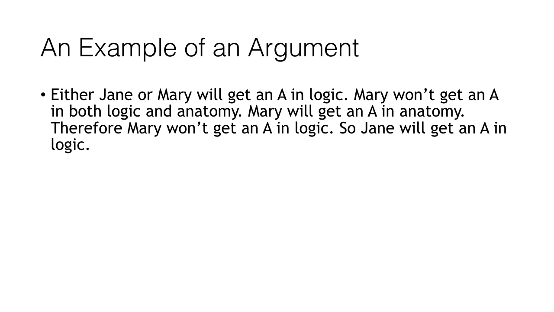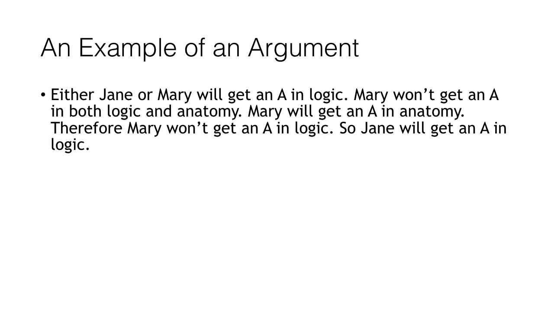Here is an example of a pretty simple argument. This uses only the logical connectives we've looked at so far, and we can put it in symbolic form using those. Either Jane or Mary will get an A in logic, right? Let's assume that, for some reason, I mean, I don't do this, but let's say the class is super hard, there's a curve, these two are the best students, they're fighting it out, right?